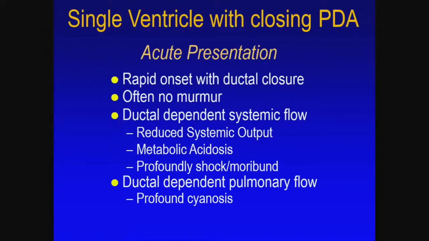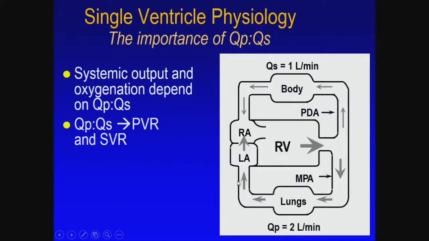What is this? This is a single ventricle, probably a systemic circulation that is PDA dependent. Rapid deterioration of the child's status once the PDA closes, often no murmur because the PDA has closed. This is decreased systemic output, metabolic acidosis, profound shock. Okay, so if it is ductal dependent pulmonary blood flow, usually there is profound cyanosis. I'm going to talk briefly about single ventricle physiology, okay? Please pay attention to this because some form of question related to this will be asked in your boards.